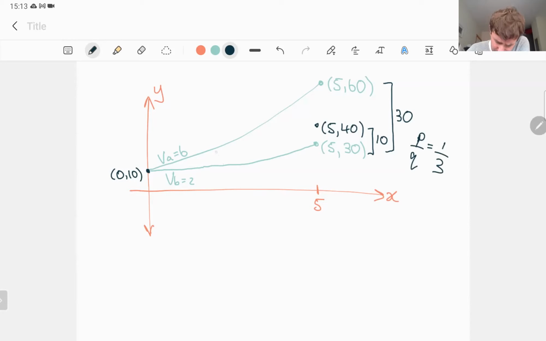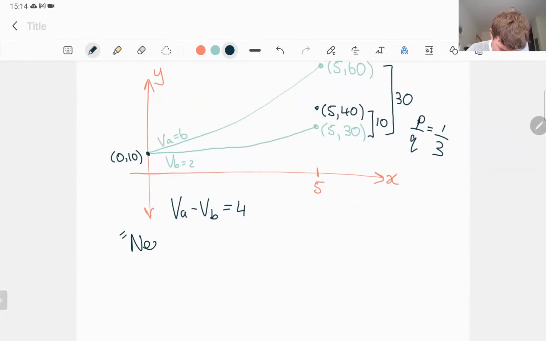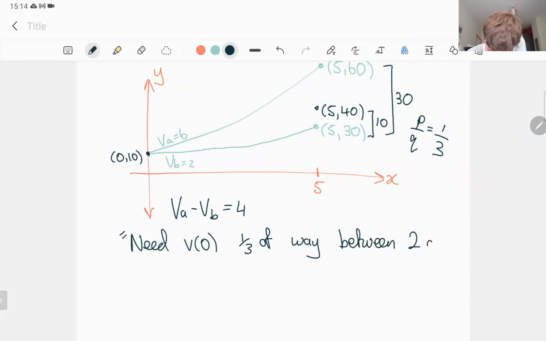Now what you look at is the difference of the two slopes, which is 4. So the difference between the two slopes, VA minus VB, is equal to 4. And if we want to hit the 40, we need an initial slope one third of the way between 2 and 6. So we should go to 2, the initial slope, the one below that undershoots, plus one third of the difference, which is 4. So we end up with 2 plus 4 thirds.